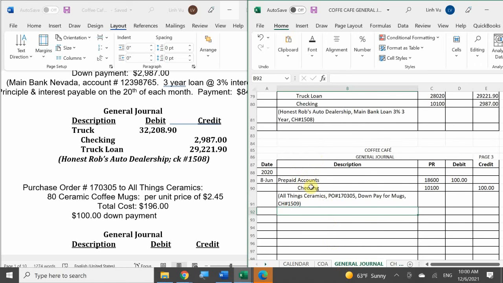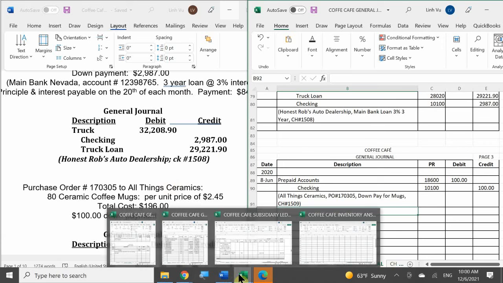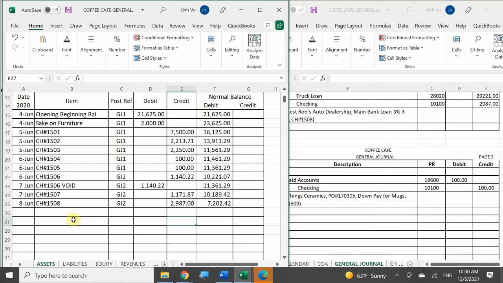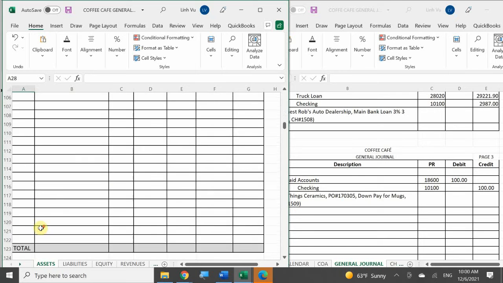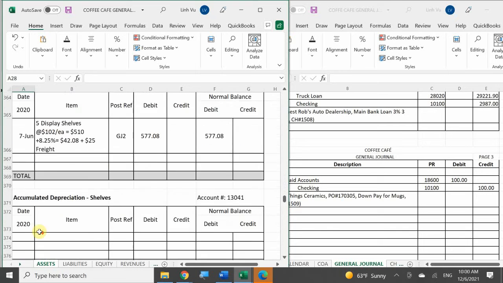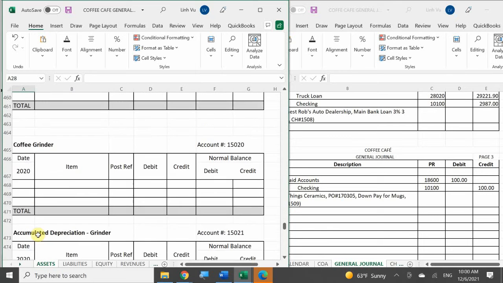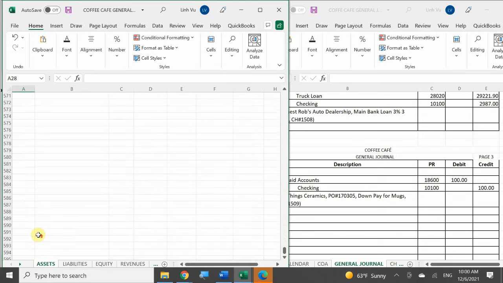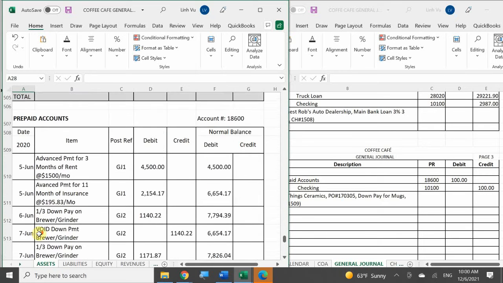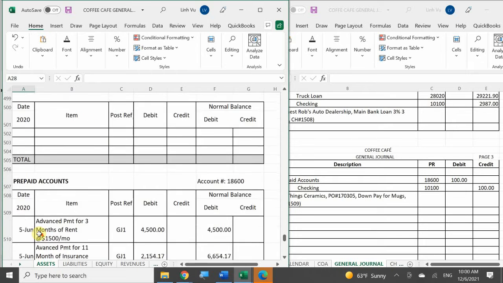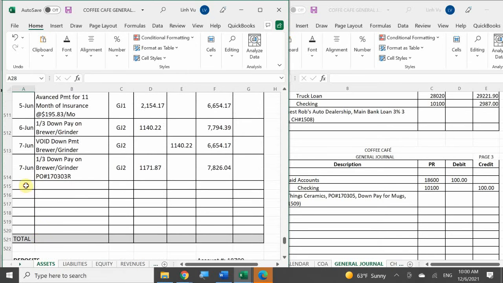So now let's go ahead and put this into my ledger account. Under assets, the first thing I did was I had a prepaid account, right? I put down payment on my purchase order. Here you go. I think this is prepaid accounts right here.